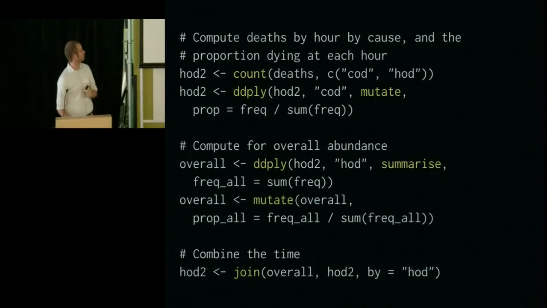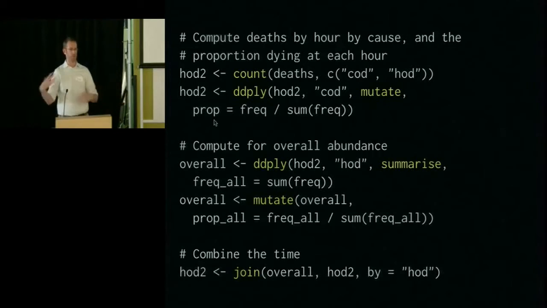Basically what I'm going to do is come up with a distance metric between the overall time course and the time course for each individual cause. I'm going to do that by, first of all, counting up the deaths broken down by both cause and by hour. And here I'm going to use ggplot, which is my by operator. So this is saying, take this data frame of frequencies, of counts, break it down by cause of death. Within each cause of death, I'm going to mutate it, or transform it, to add a new column, which is the proportion.